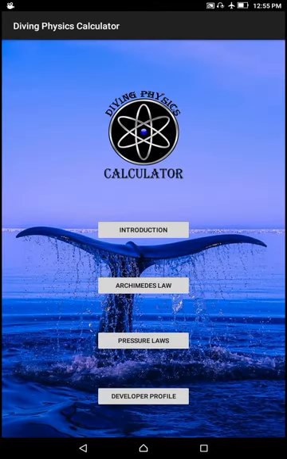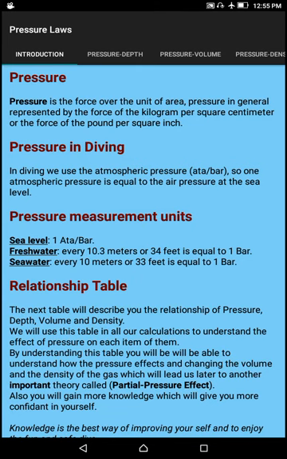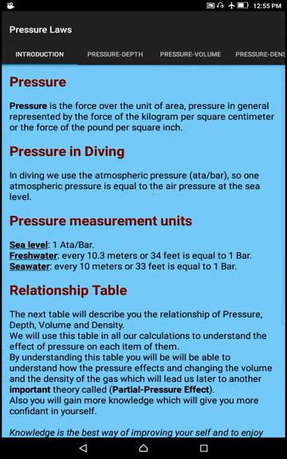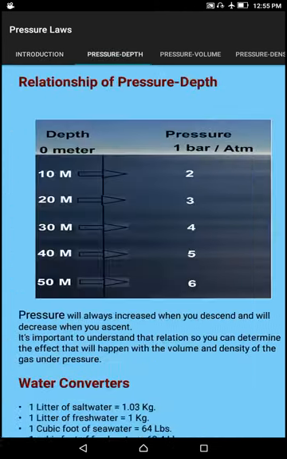calculators. Pressure laws. We will click pressure laws. In pressure laws, we have many of them. So we start also with the introduction law that will explain to you what pressure in diving is, the pressure measurement units, and a relationship table, like this. So let's go directly into the calculator of pressure and depth.